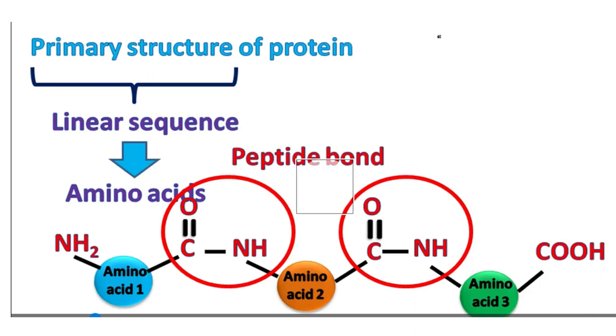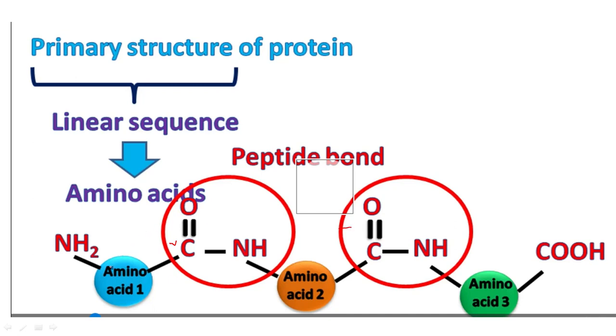So look at this one, how they are linked together. This is the peptide linkage, C double bond O, NH. Basically, this structure is stabilized by hydrogen bonding. This is the first amino acid, this is the second amino acid, this is the third amino acid. These amino acids are linked together by the peptide linkage. So what is this? CONH.